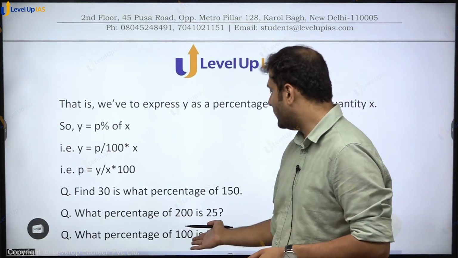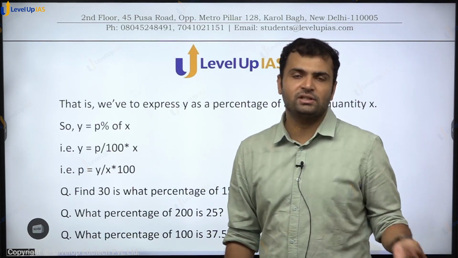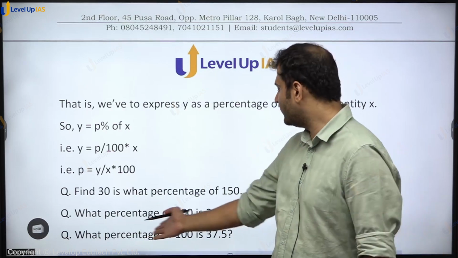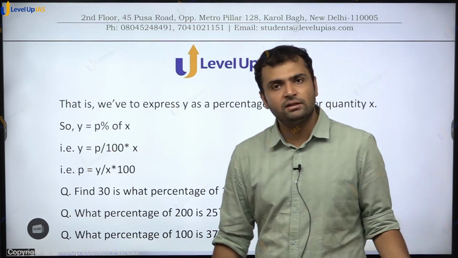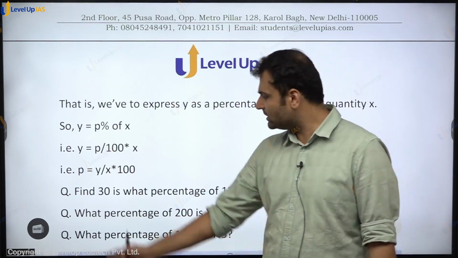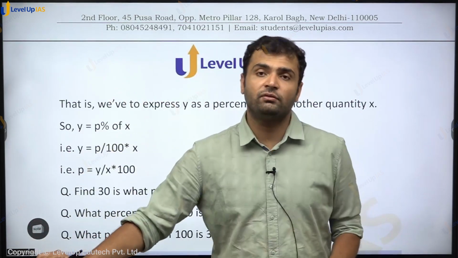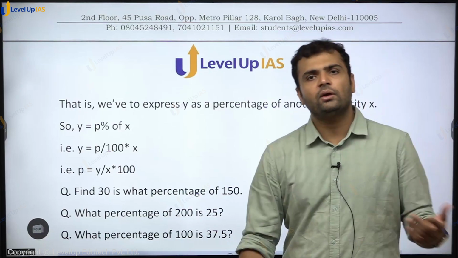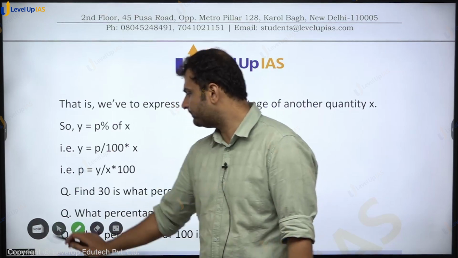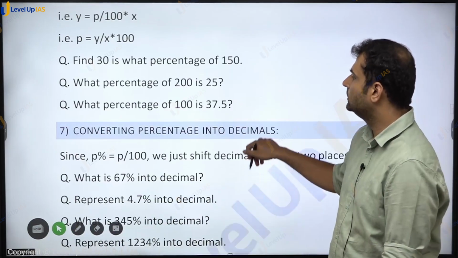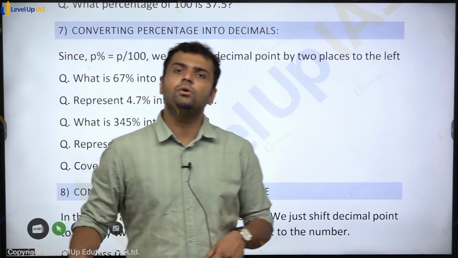Again, what percentage of 100 is 37.5? By definition, what is percentage? By definition percentage is how much out of 100. So 37.5 out of 100, how much is it? It is 37.5%, because it has asked about 100 only. That is why this is just a revision question for you: whenever we are asked what percentage of 100 is some quantity, the quantity itself is the answer, because we look at percent on 100. Next, converting percentages into decimals and decimals into percentages.